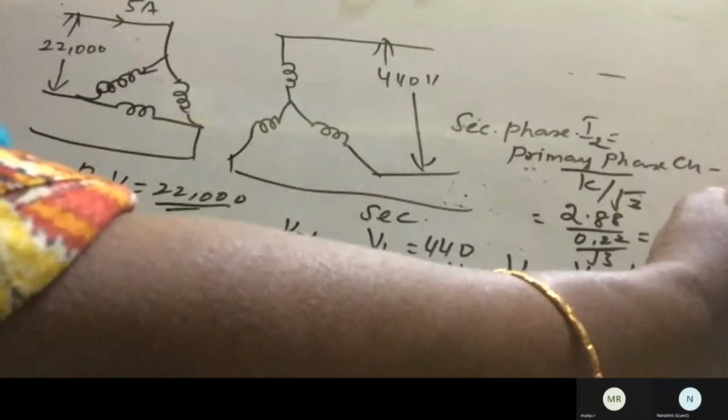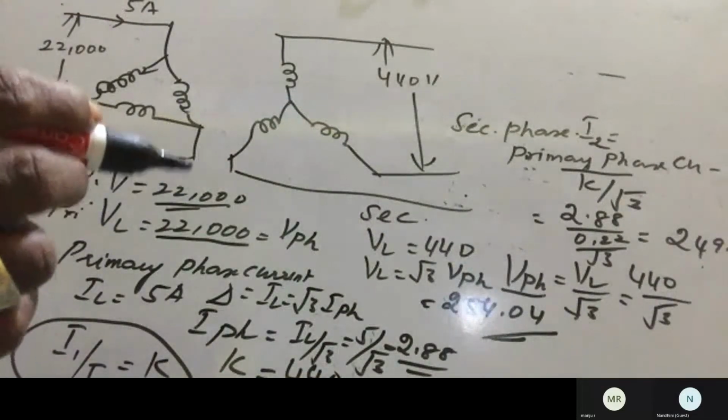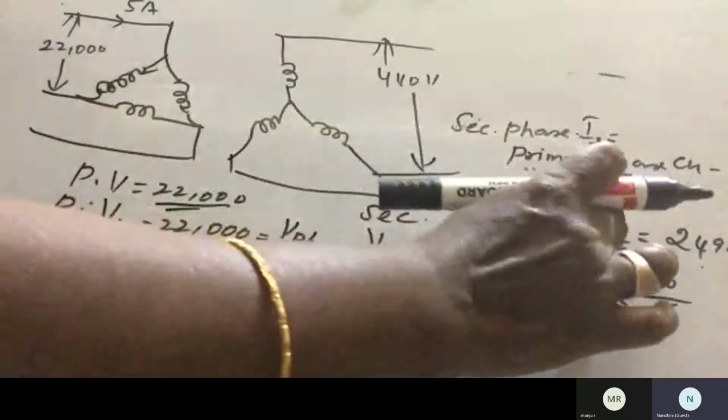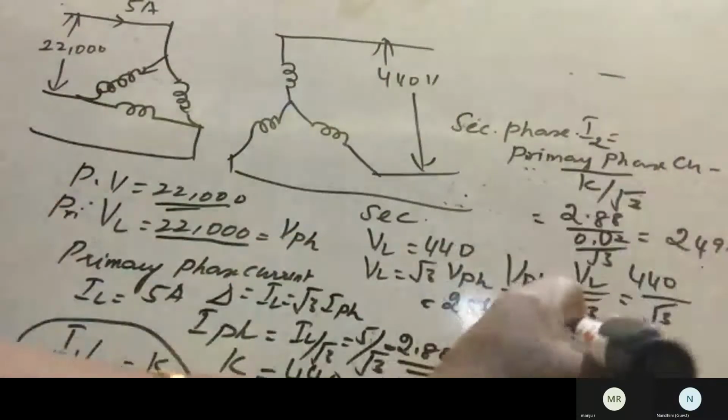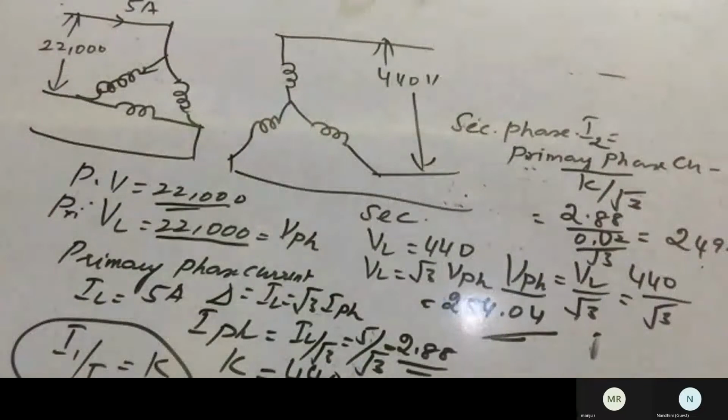249.4. So it is 2.88 into √3 by 0.02, correct? Yes.